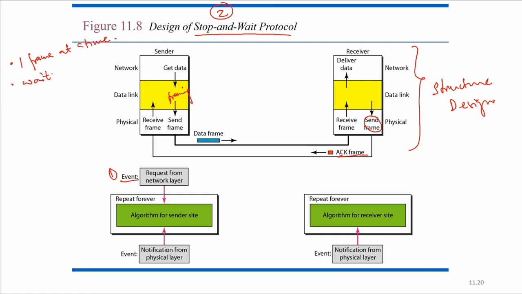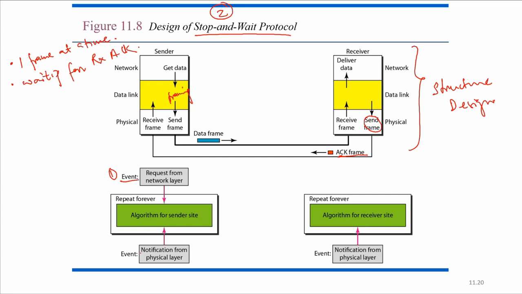It will be waiting for the receiver acknowledgement. Only once it has received the acknowledgement will it send the next frame. So this is the basic idea about stop and wait.